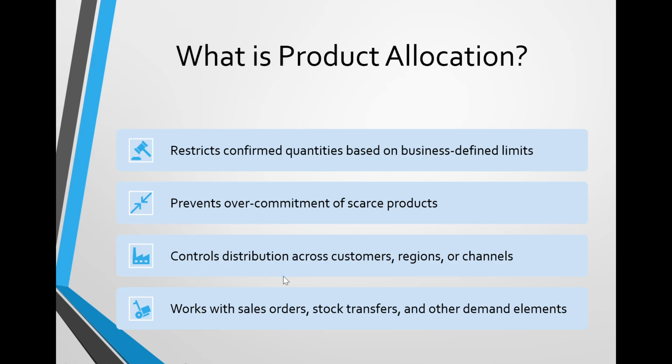It also controls the distribution across customers, regions, and channels. So for different types of customers, which customer will get how much quantity, which region of customers will get how much quantity, and which channel, like online orders, store orders. It will work with sales orders as well as stock transfers. Both customer sales orders and STOs, we can implement this product allocation.